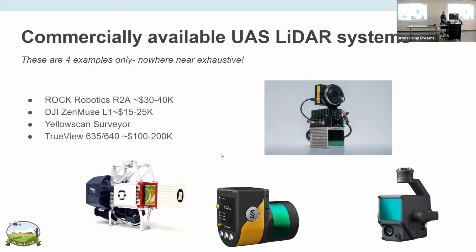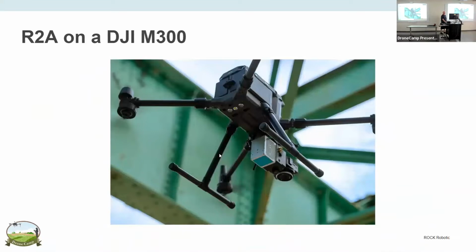Most of these incorporate the INS part of it, at least with them. So here's a picture, just to give you an idea of scale. This is a DJI M300, and that's the Rock Robotics R2A mounted underneath it.